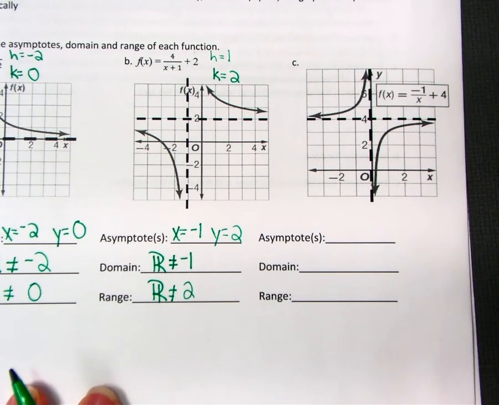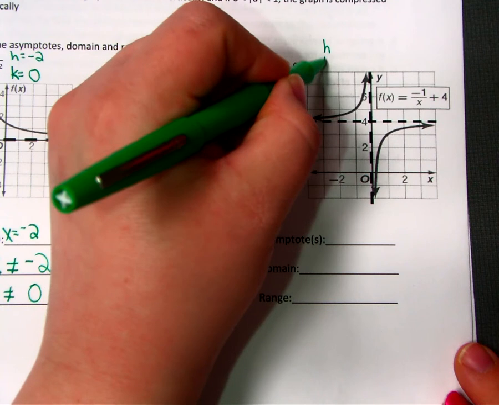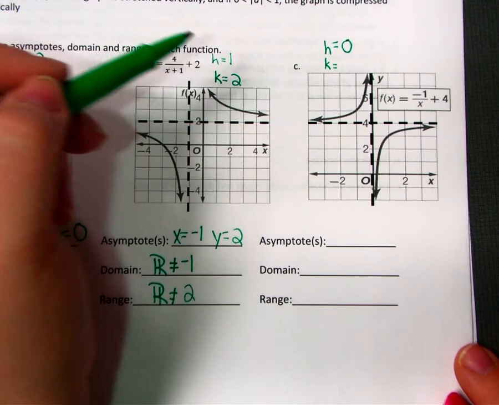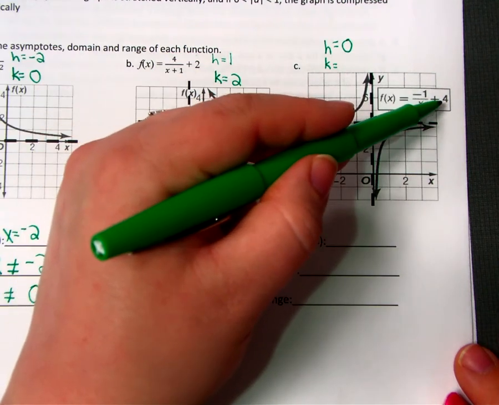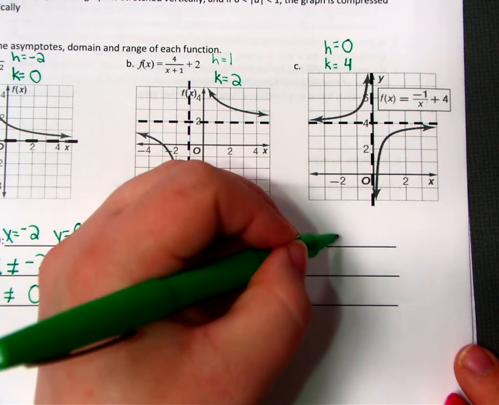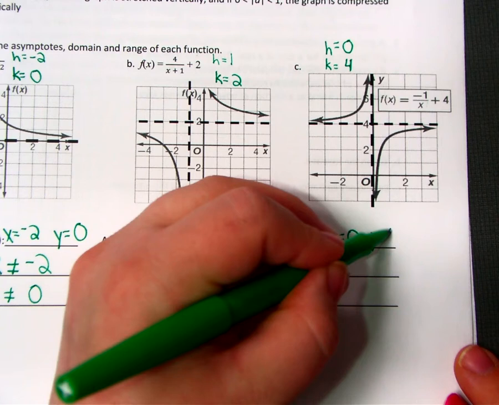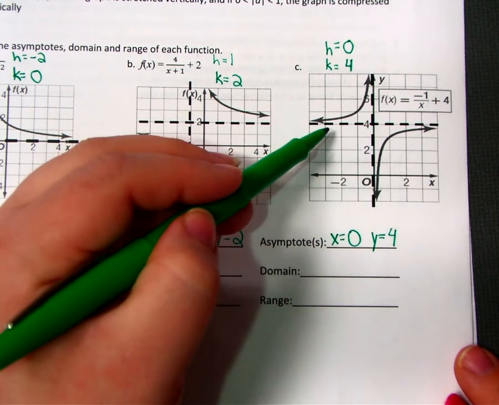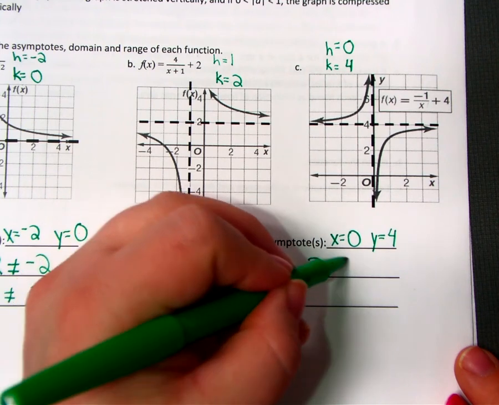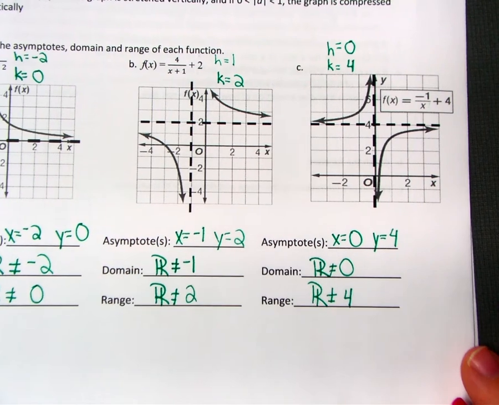Take a look at C. Here's our equation. We can identify h, we can identify k. For h, there's nothing being added or subtracted, that makes it 0. For k, there's a 4 being added or subtracted to the fraction. So I have an asymptote at x equals 0 and y equals 4, which is confirmed by our graph here. The domain is all real numbers except for what x can't be, that's the asymptote. And the range is all real numbers except for what y can't be, that's our asymptote.